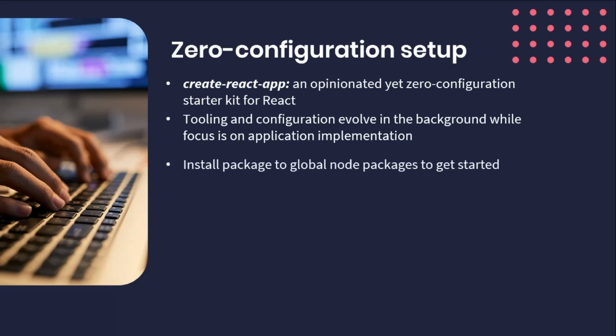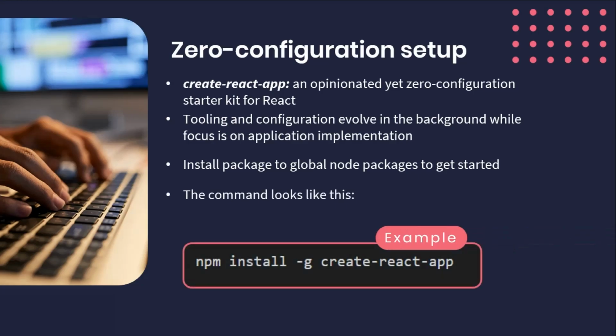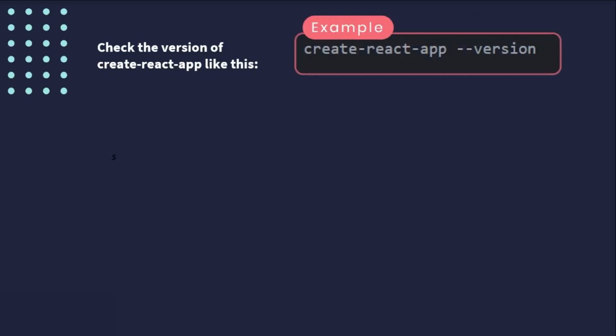To get started, we have to install the package to our global node packages. After that, we will always have it available on the command line to bootstrap new React applications. The command looks like this. We can check the version of Create React App to verify a successful installation on the command line, like this. Now we can bootstrap our first React application.